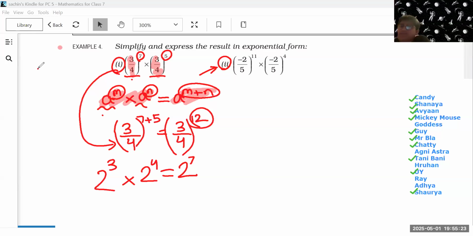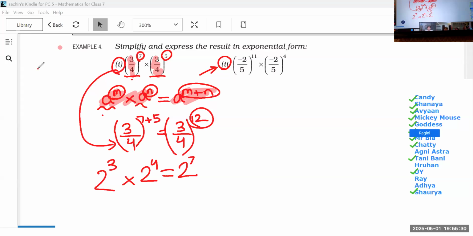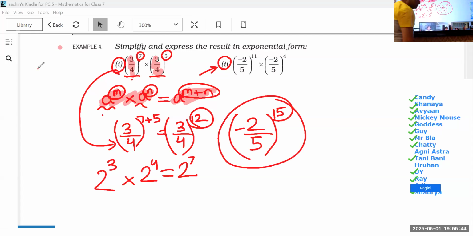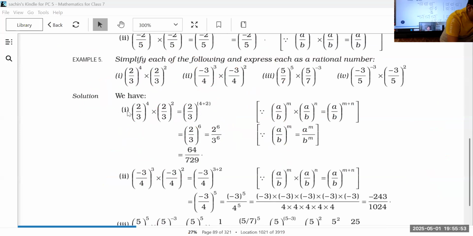Aganya, you raised your hand. Sir, in the second one, will the negatives cross out? बेटा अगर पावर इवन होगी तो नेगेटिव क्रॉस कर सकते हो, अगर पावर ऑड है तो आप नेगेटिव क्रॉस नहीं कर सकते. So it will be -2/5 raised to the power 15. Power is odd, so this will remain like this. ठीक है? Yes, sir. अगर आप इवन पावर में भी लिख दोगे तो भी प्रॉब्लम नहीं है, बट आपने नेगेटिव साइन हटा दिया तो प्रॉब्लम हो जाएगा.